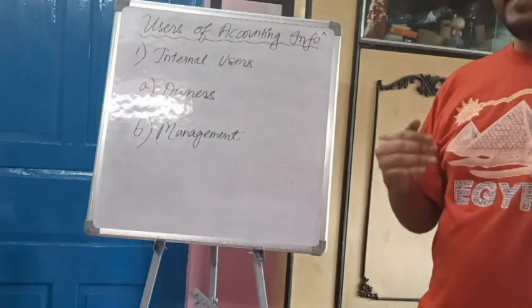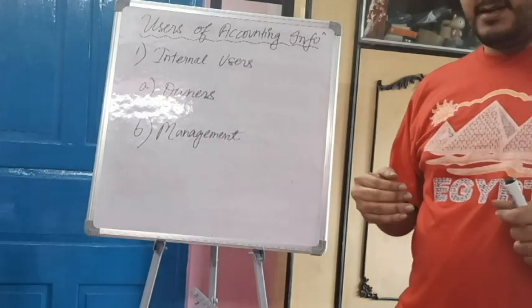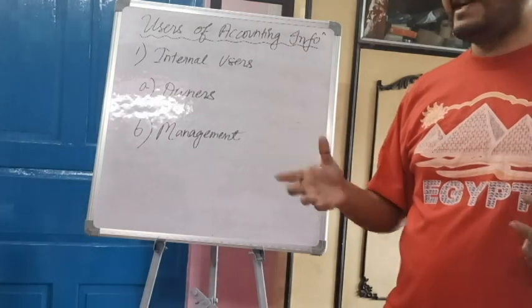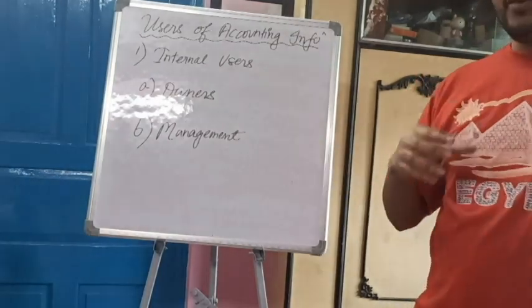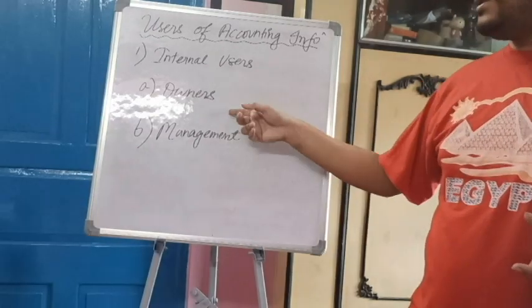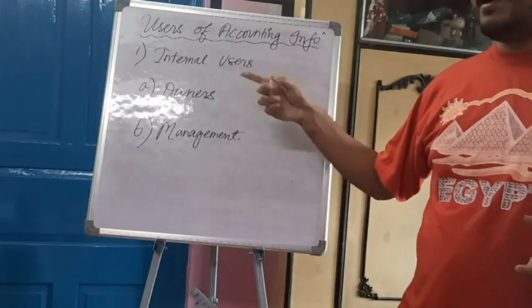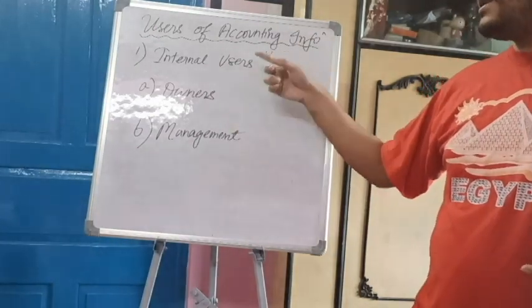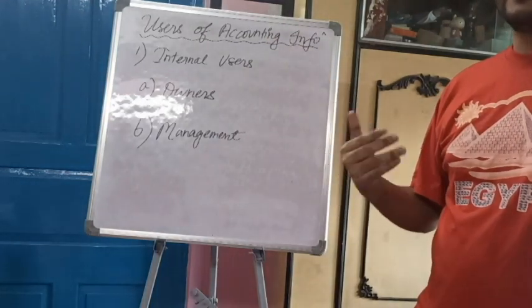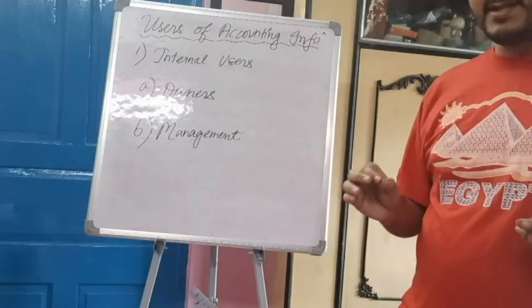They are at the maximum risk because their capital is being invested, and how much profit or loss, they are the first persons who must be most eager to know what is happening. So these are the owners, and owners are the first users of accounting information with eagerness. That means what happened to their money, they must know first.